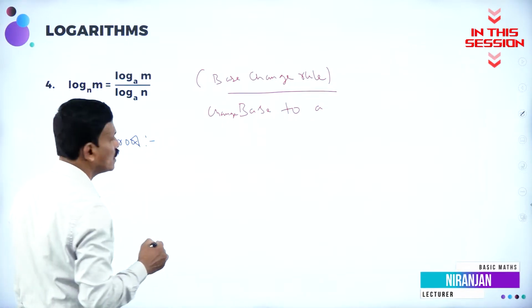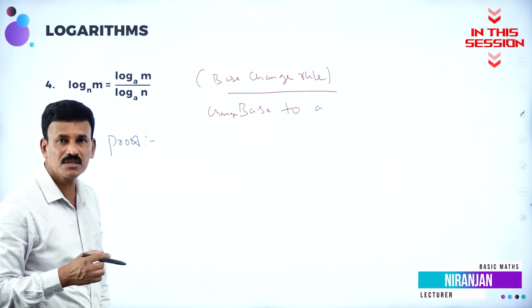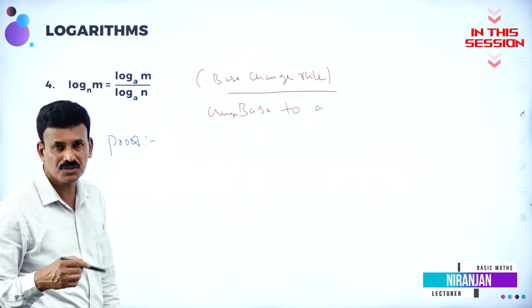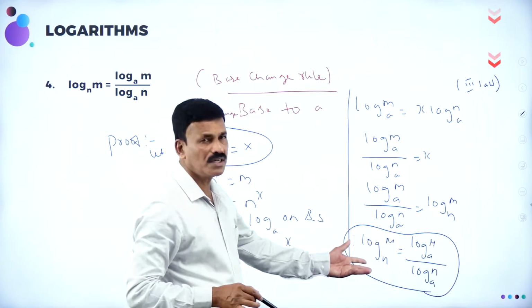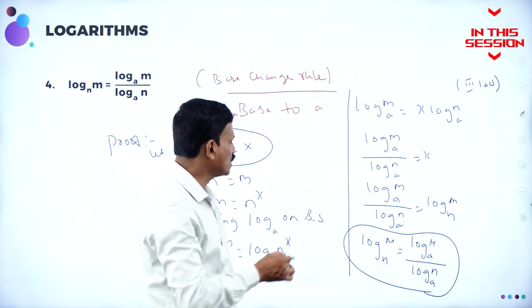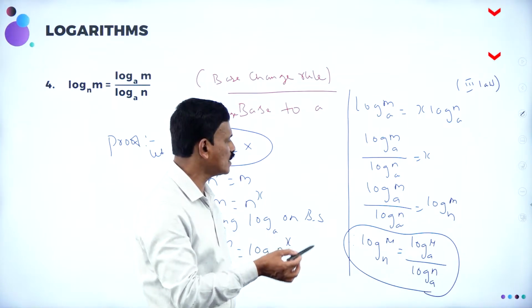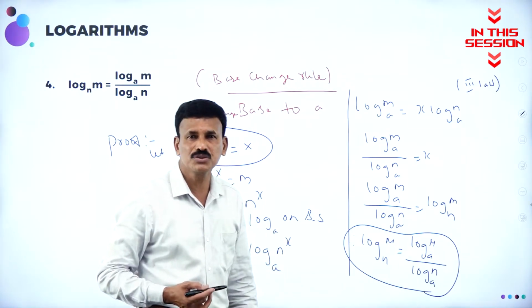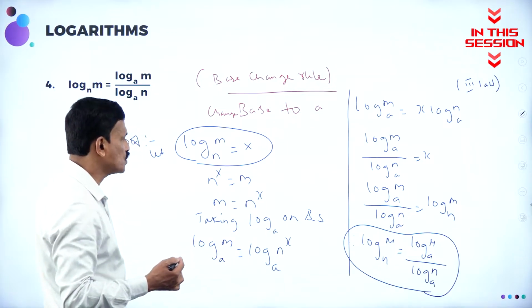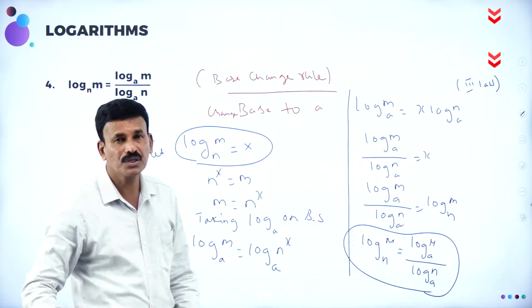So what is to prove? Log m to base n is equal to log m to base a divided by log n to base a. That is called the base change rule, changing the base to a. What is the required answer? This is the required answer. Therefore, logarithm of m to base n is equal to log m to base a divided by log n to base a. This is called your base change rule. Okay, a very important concept in this.